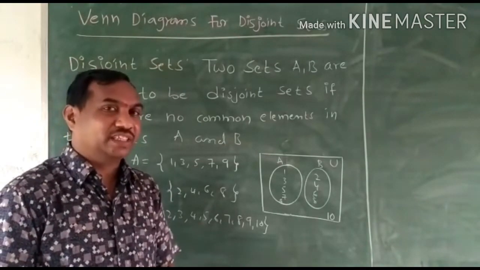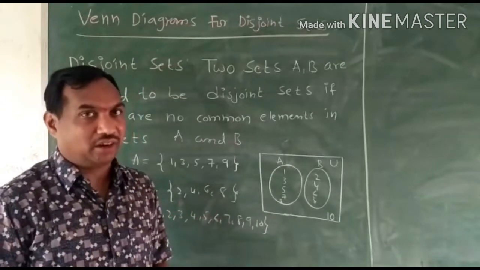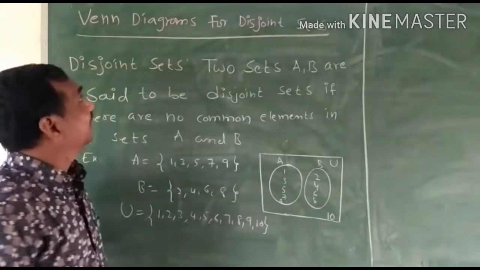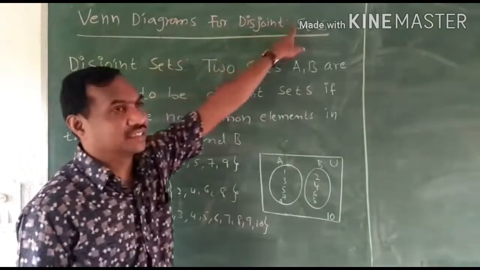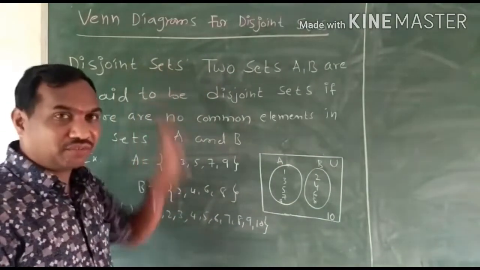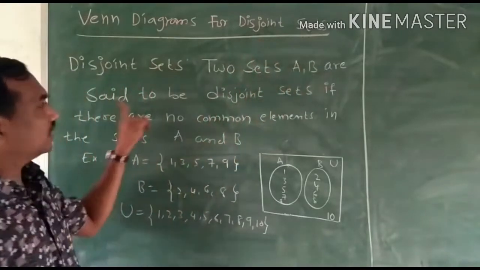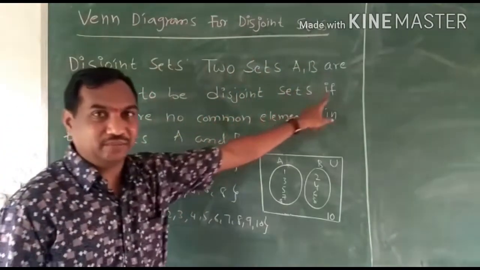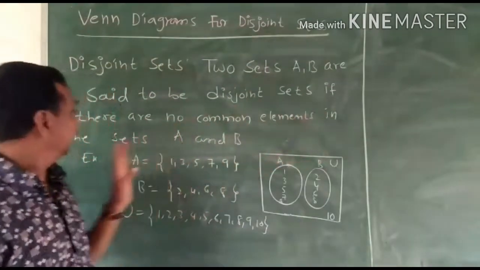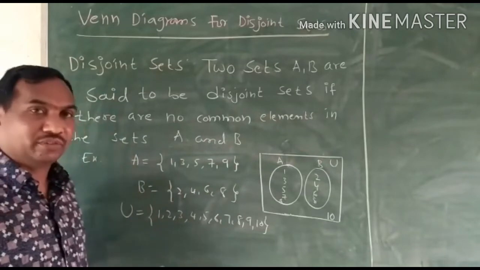Now we discuss Venn diagrams for disjoint sets. What is the meaning of disjoint sets? Earlier we discussed comparable sets and non-comparable sets. Now today we discuss Venn diagrams for disjoint sets. First of all I am writing the definition of disjoint sets. Two sets A, B are said to be disjoint sets if there are no common elements in the sets A and B.